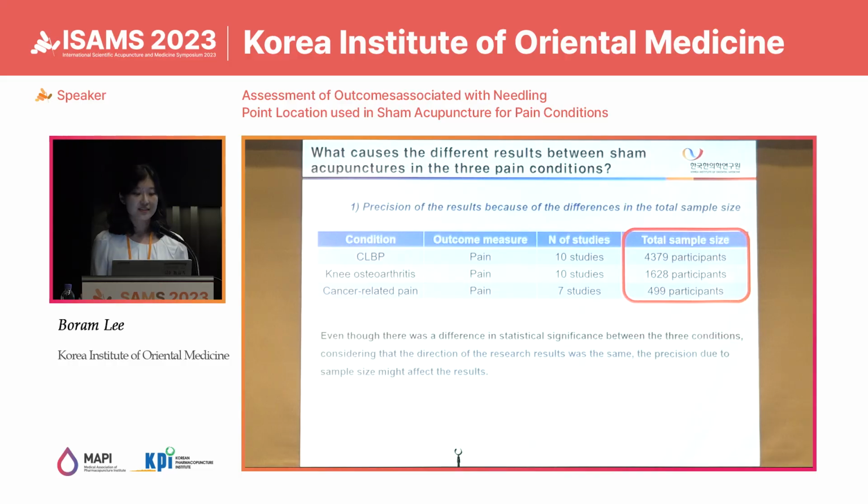Then, what causes the different results, especially between sham acupunctures in the 3 pain conditions? First of all, it can be due to the precision of the results because of the differences in total sample size. As you can see in the table, the total sample sizes of the 3 pain conditions were highly different. Even though there was a difference in statistical significance between the 3 pain conditions, considering that the direction of the research result was the same, the precision due to sample size might affect the result.